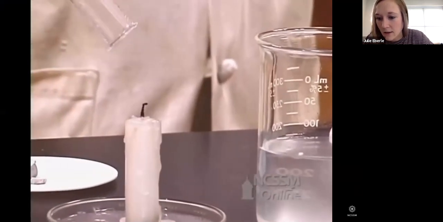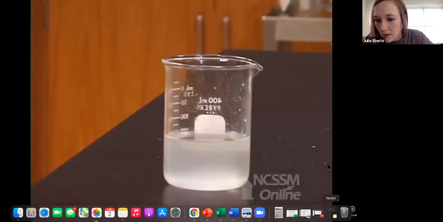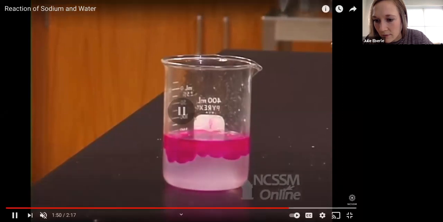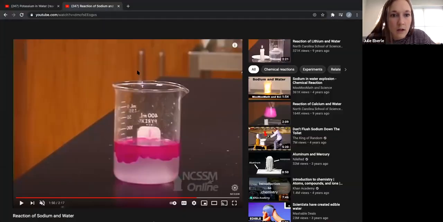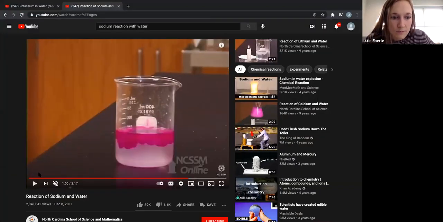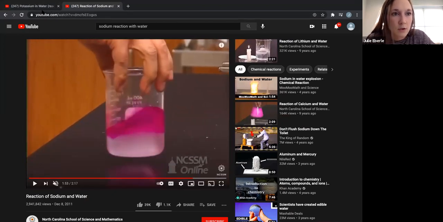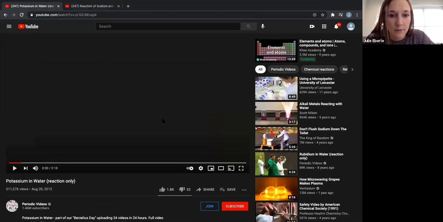Now, again, it's honestly not as expressive as I wanted it to be, but we're going to watch. Okay, I can't find how to minimize this now. There it is. All right, so that's sodium with water. Ignore the color stuff. Let's go to potassium with water now, okay?